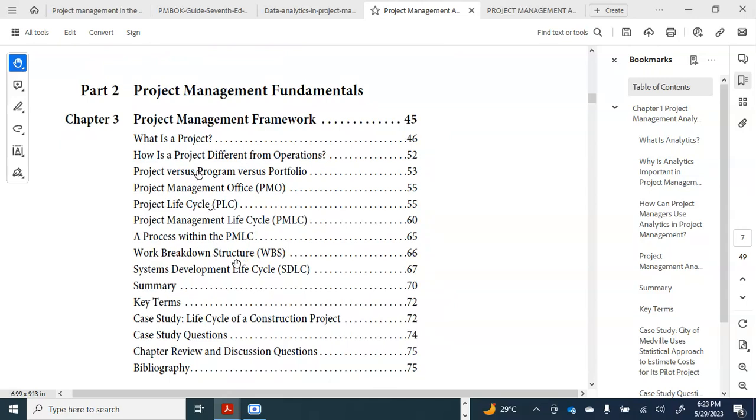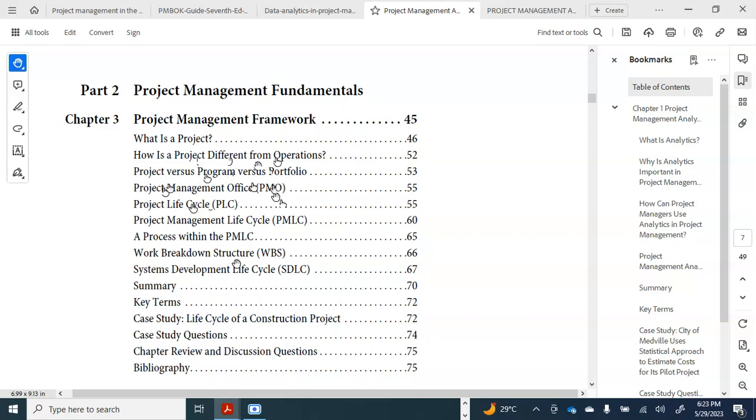Then chapter 3 talks about the project management framework. What are projects? And how is a project different from operations? We talked about that in the fundamentals, primary pieces training, but we'll get to see that. I also talked about portfolio management as well as the PMO. So here we have projects versus program versus portfolio. We talked about that in our former training, in the primary pieces fundamentals. So if you've not watched the video, you can check this channel.